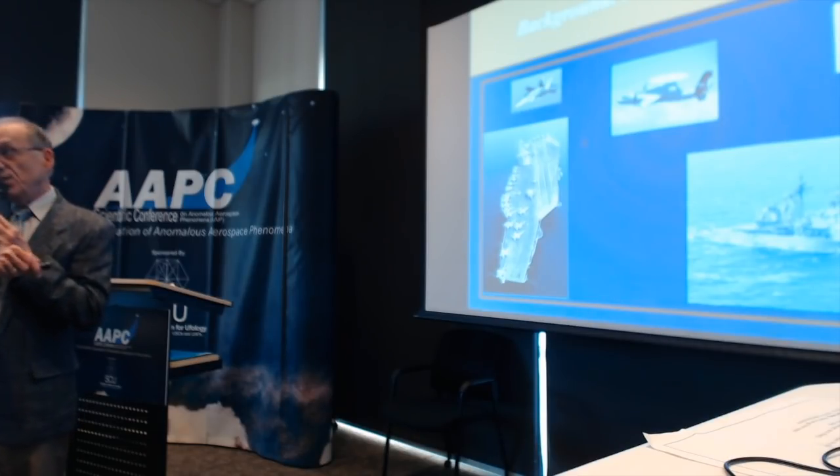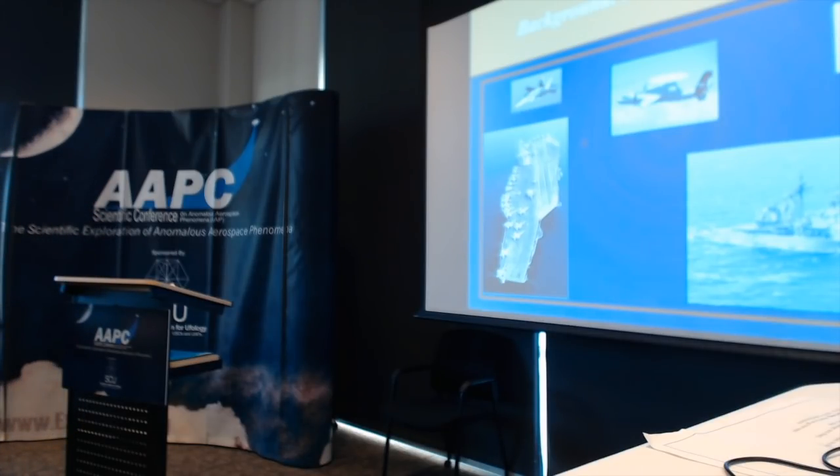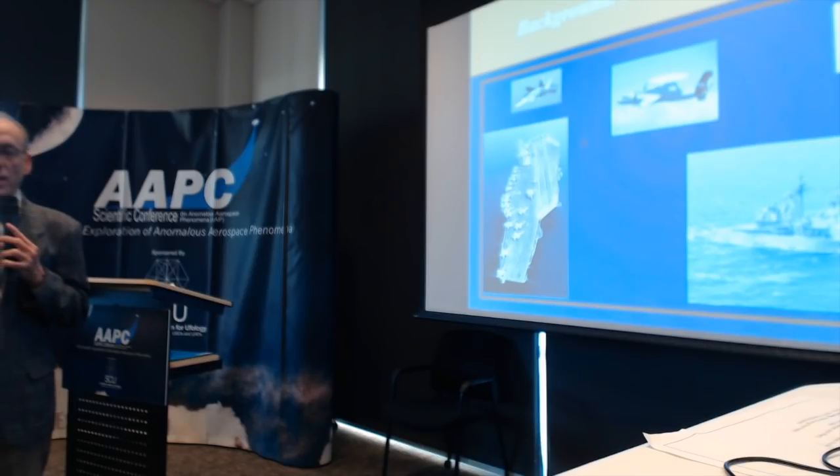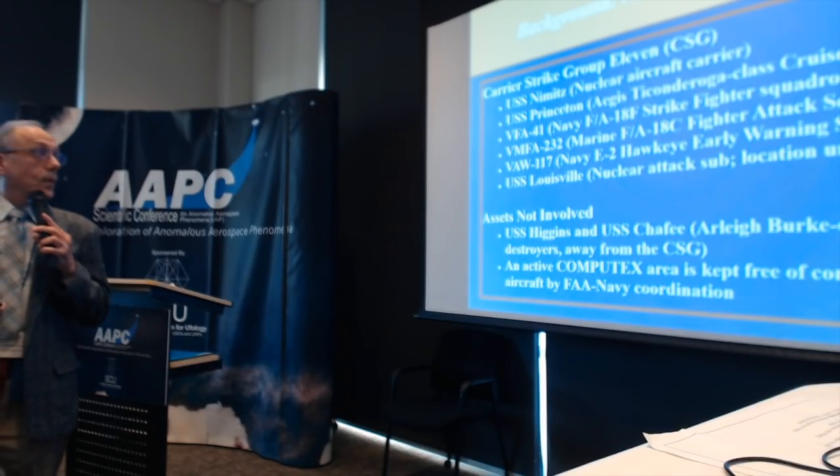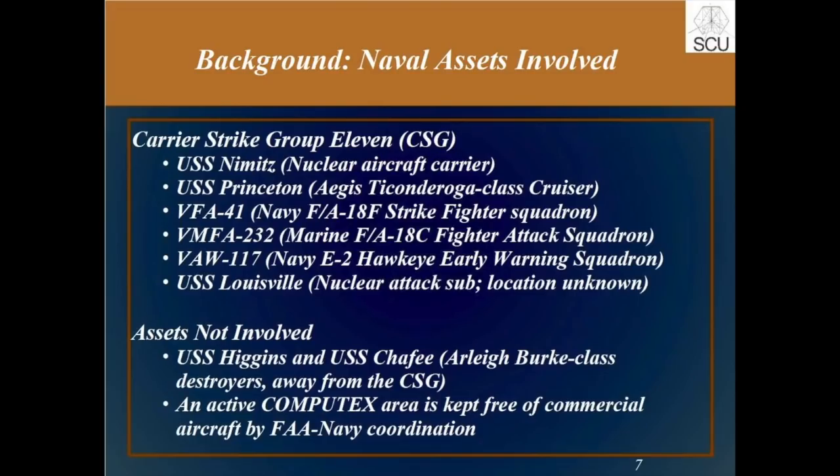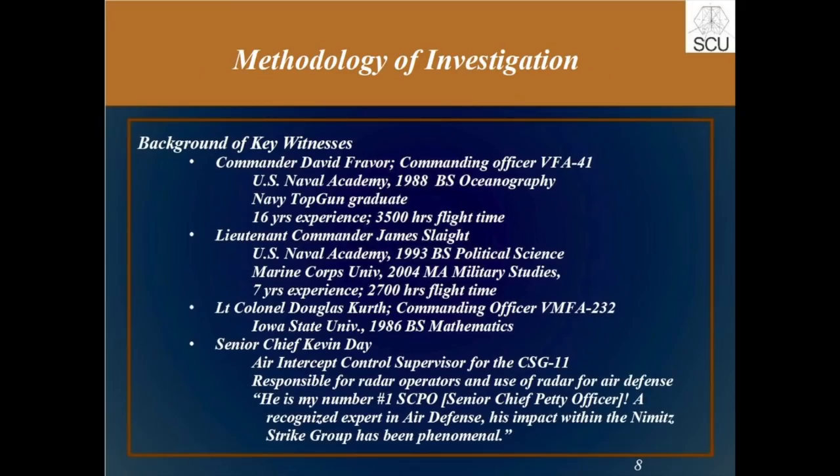And additionally, what you have to realize is these ships are not right next to each other. They're miles apart. So you've got radar systems at different geographic locations looking at a target that's moving. What you see here are the actual names of the various units that were involved. Everyone was in fairly close proximity of the event, except for the two destroyers.